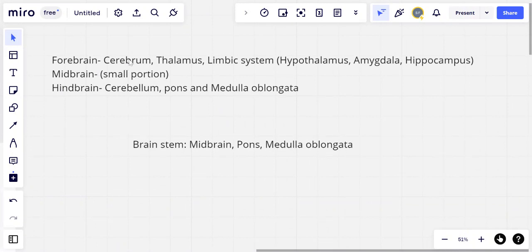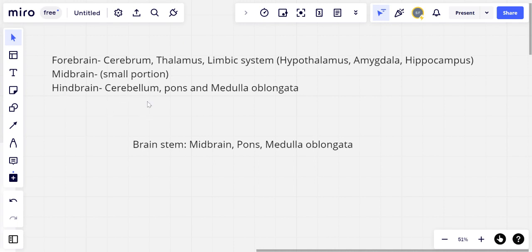Let's recap. Cerebrum, your memory. Thalamus, its router. So it's basically just going to organize information. The limbic system has three parts: hypothalamus, homeostasis; amygdala, emotions; hippocampus, long-term learning. Then midbrain, a small portion. Midbrain is a small portion, and it just relays information between forebrain and hindbrain, and you can say it filters out unnecessary information. Then you have your hindbrain.